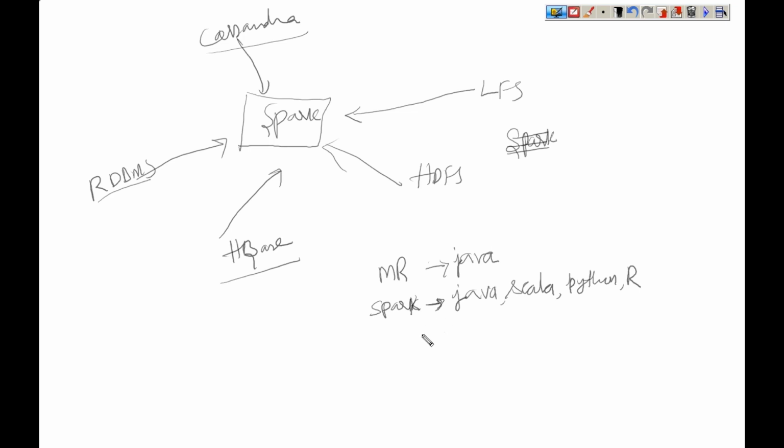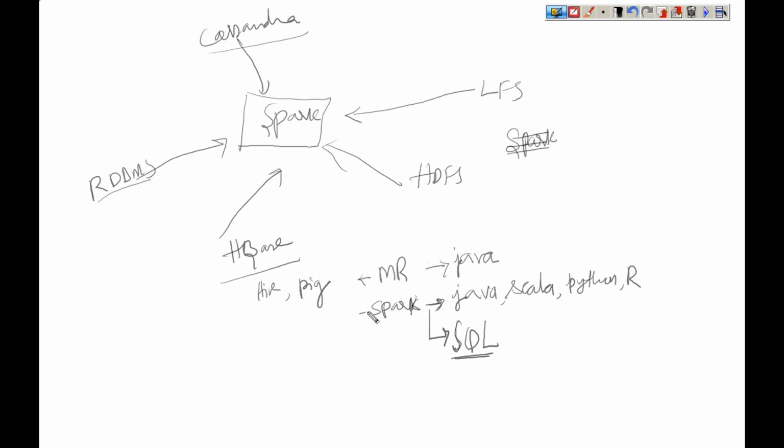And still, if you do not want to use Java programming, Scala, Python, or R, you can use SQL also in Spark. As we use Hive and Pig instead of MapReduce, similarly, if you do not want to use these languages, still you can use SQL directly.